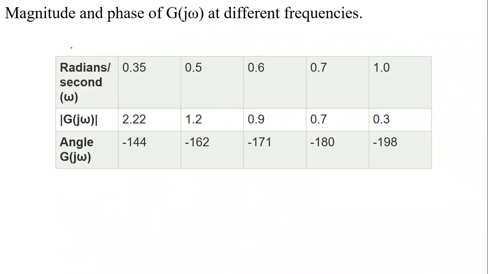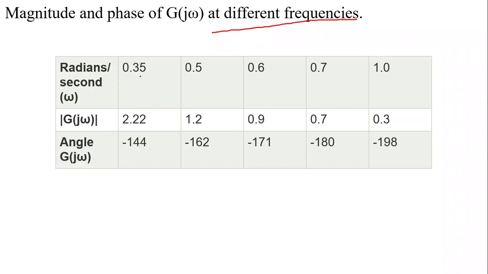We have to tabulate the magnitude and phase of G(jω) at different frequency ranges. We have to tabulate with 5 columns and 3 rows. In the first column we take the descriptions: the first row indicates the radians, that is omega, the second row represents the magnitude of G of j omega, and the third row represents the phase angle of G of j omega.